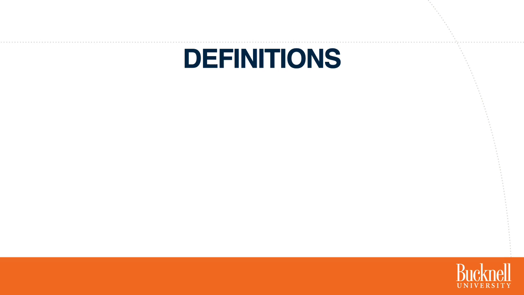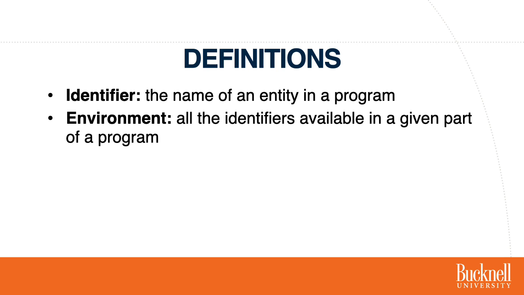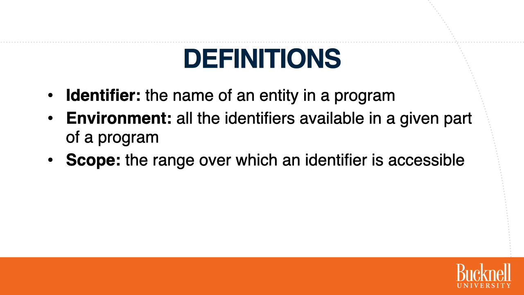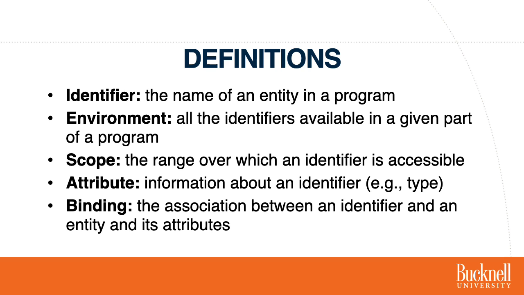Let's start with the definitions. An identifier is the name of an entity in a program, such as a variable or function. The environment is all the identifiers available in a given part of the program. Scope is the range over which an environment is accessible. Attribute is information about an identifier, such as the variable's type. Binding is the association between an identifier and an entity and its attributes.